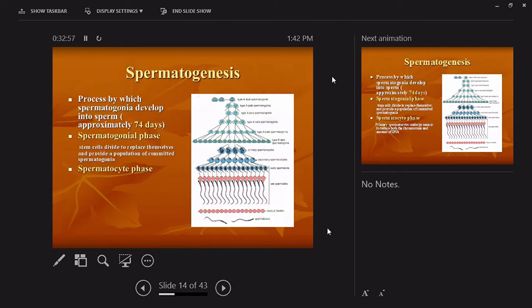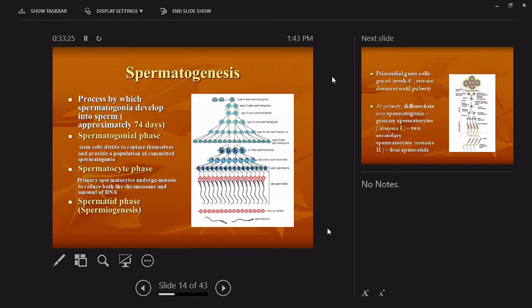And then you have the spermatocyte phase. Primary spermatocytes undergo meiosis to reduce both the chromosome number and amount of DNA. Spermatocyte phase. And then the spermatid phase. This is now the final phase, which is your spermiogenesis. Spermatid phase.